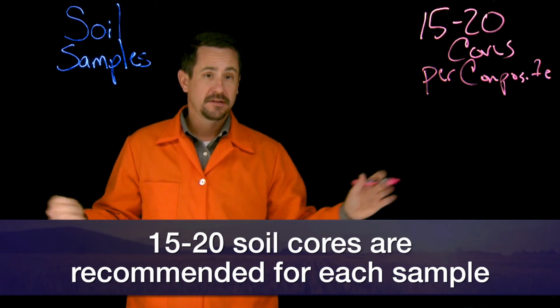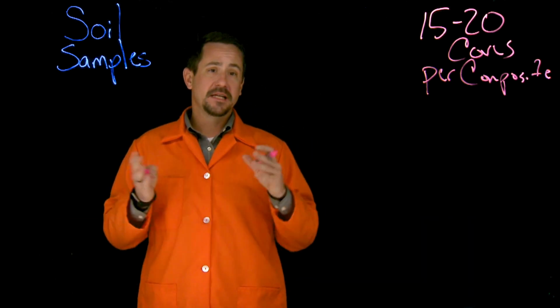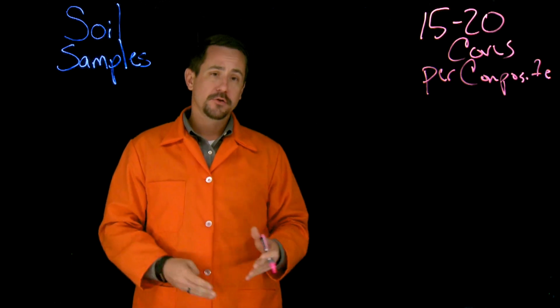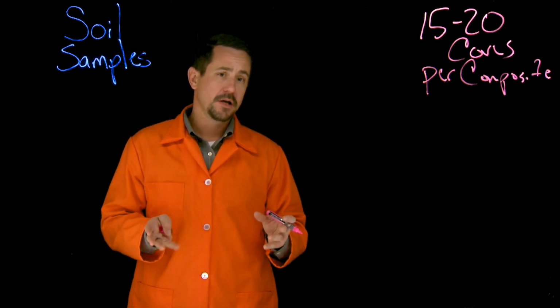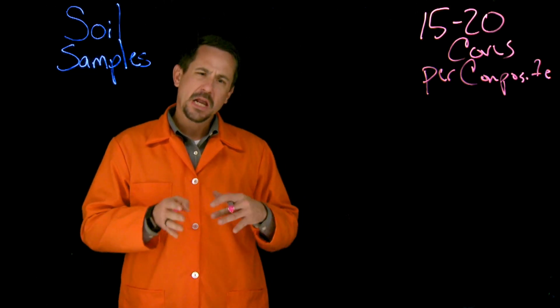A lot of people question why 15 or 20. That's a lot of samples and it takes a lot of time. And that's true. When you take that many samples, it takes a significant amount of time to go out there and make sure you get a good sample to get a good composite. 15 or 20 cores is what we need to get a good composite sample, and it really comes back to the statistics.